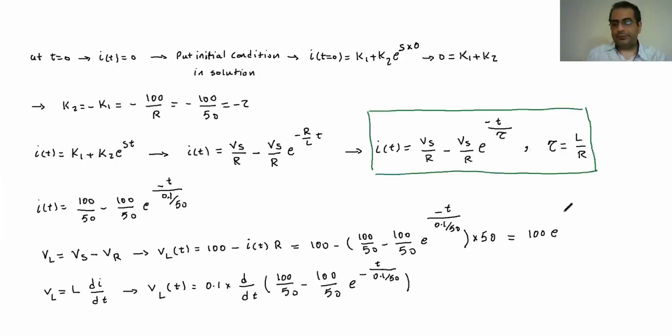If I write it correctly, eventually it's going to become 100 e to the negative t divided by the tau, which is going to be 0.1 divided by 50. The same here, you will get the same answer here. If you do that, it's going to be negative t divided by 0.1 divided by 50. So this is going to be how we calculate the V(t).